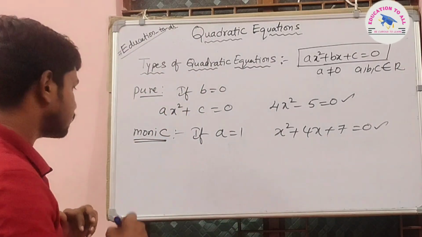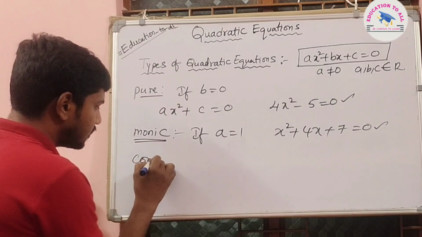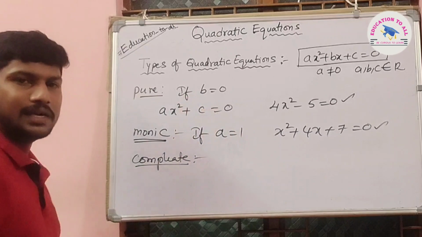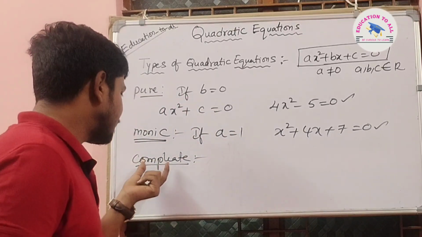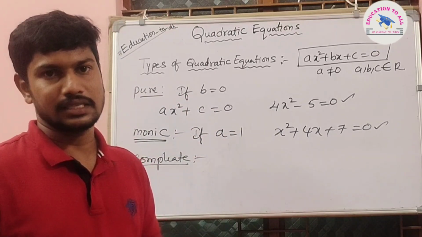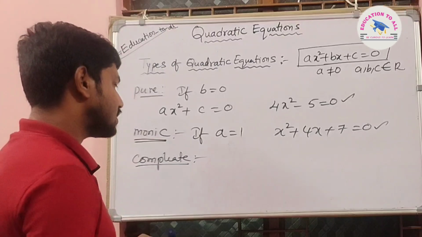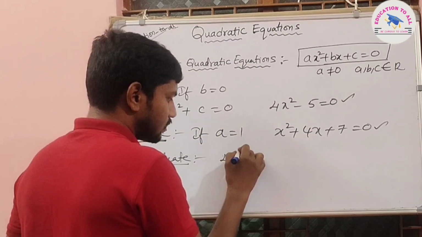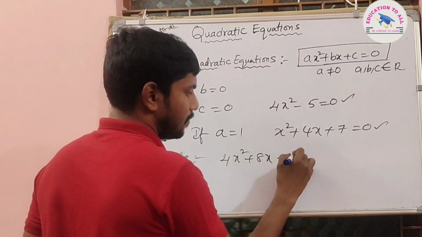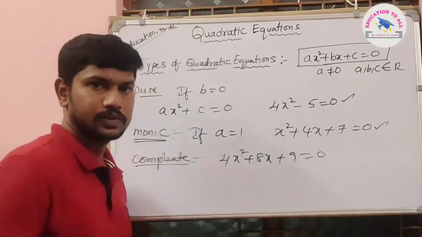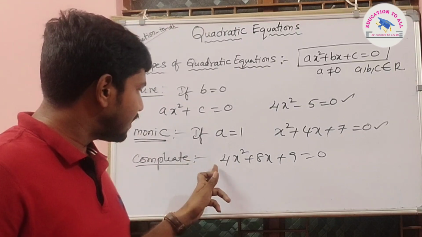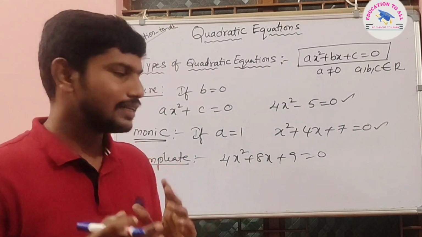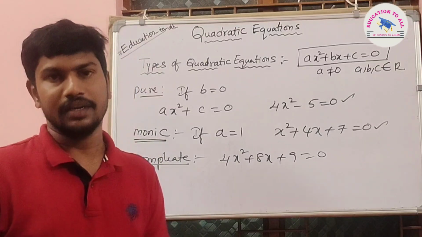Next, complete. Complete means, as the name itself says, that all possible terms exist in the quadratic equation; that is called a complete quadratic equation. Simple example: 4x square plus 8x plus 9 equal to 0. You can identify here that all possible terms of the quadratic format are present. So that comes under complete quadratic equation.